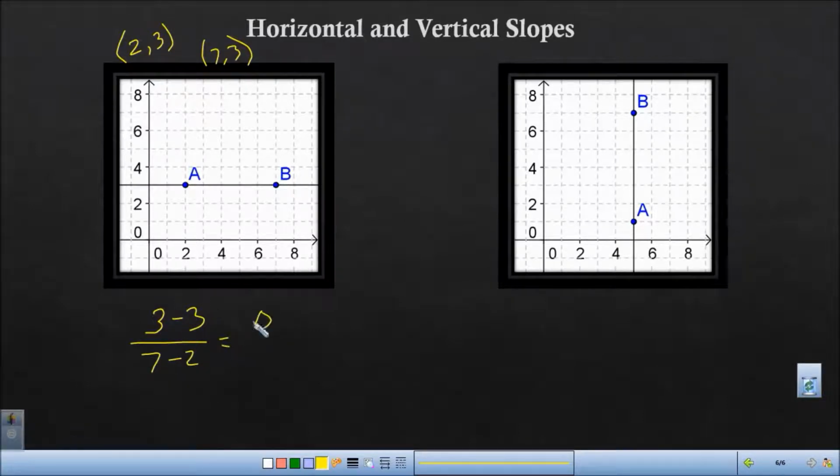Okay, so 0 over 5. Horizontal lines have what we call no slope. All right, if you stand on the line and you walk from left to right, it's perfectly flat. The vertical line is the opposite case.